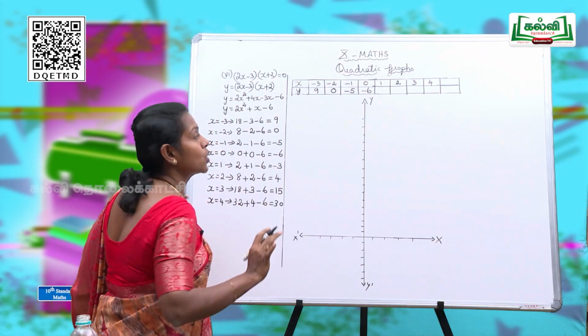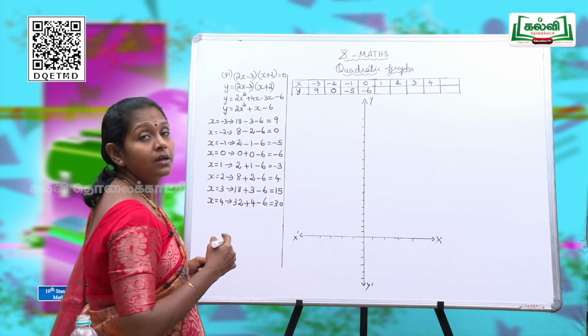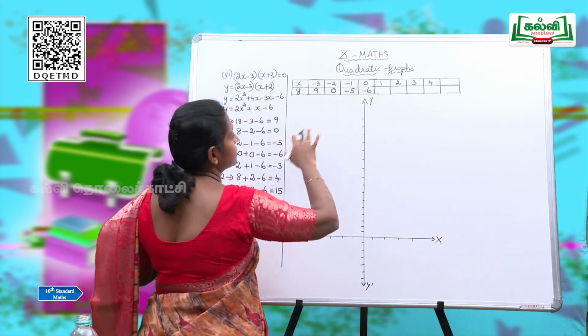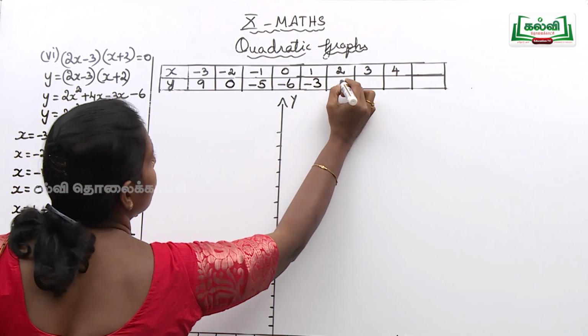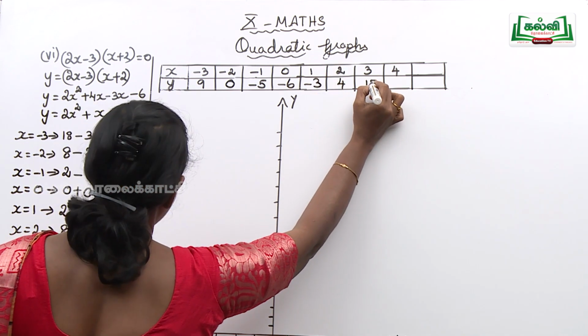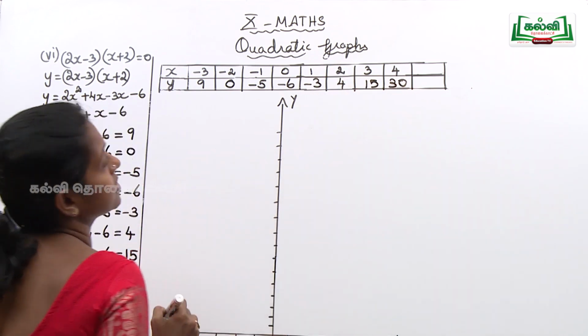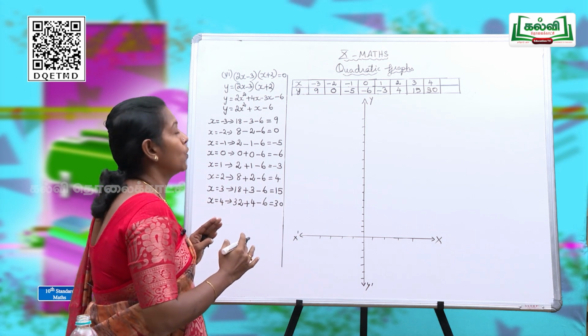Good. So, we will stop with this. If we need, we will add more points. And we have to fill all those boxes when x equal to 2, minus 3, 4, 15 and 30 at last. Just we will check before you plot.